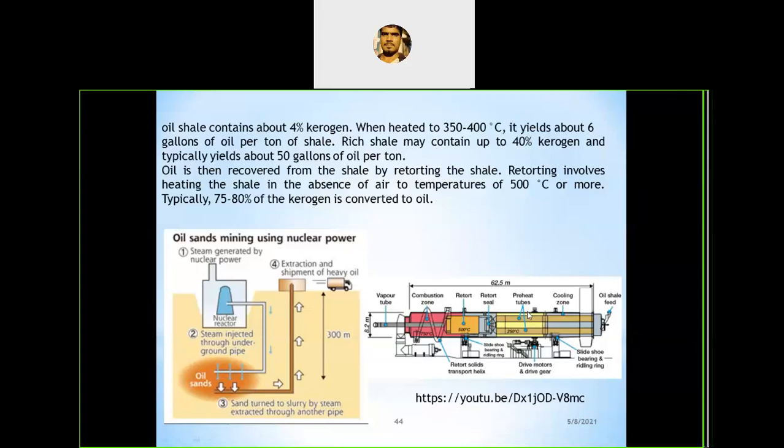First, these rocks are crushed, and they can be burned directly. If you want, you can use them directly like coal. For the burning process we can use it, but the heating value compared to coal and petroleum is very less. It is only 2000 to 17,000 kilojoules per kg.